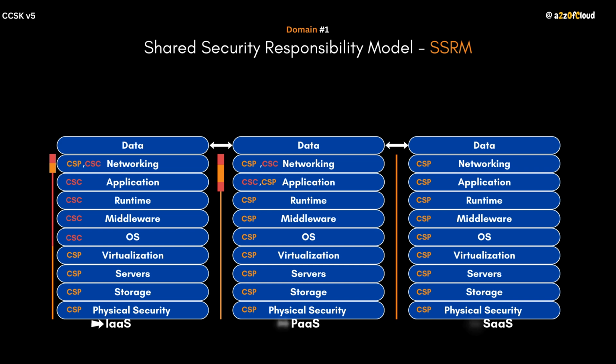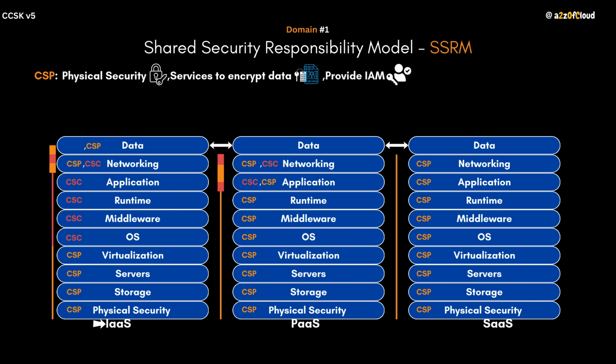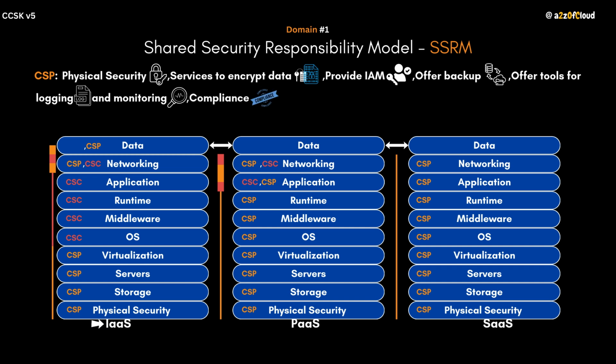law. In the infrastructure as a service model, the CSP is responsible for the physical security of storage devices, offers services to encrypt data at rest, in transit, and in use, provide IAM and storage access policies, offer backup services or tools for creating snapshots and disaster recovery, offers tools for logging and monitoring data access and usage, ensure cloud infrastructure complies with industry standards such as SOC 2 and ISO 27001.